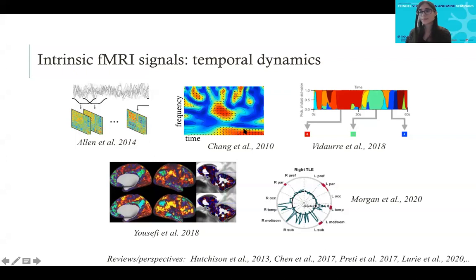One feature that's been studied in several different papers so far is how much time a person's brain dwells in a particular pattern or configuration of connectivity and whether that's linked with clinical variables or patient populations. For example, does the hippocampus spend more time connected to certain other regions in patients versus controls?